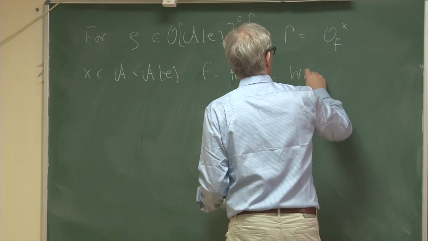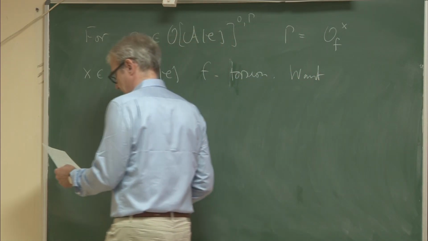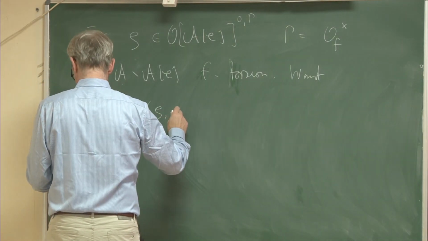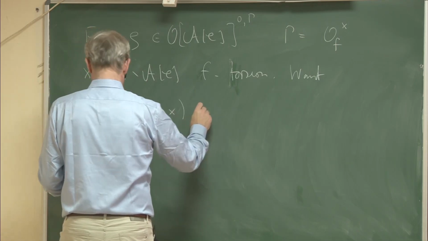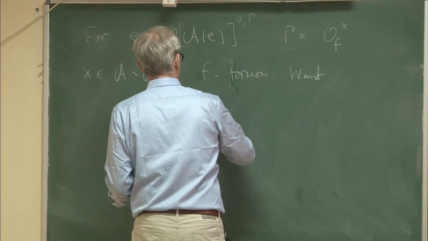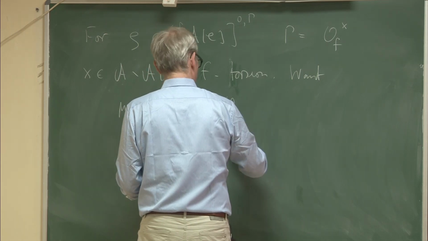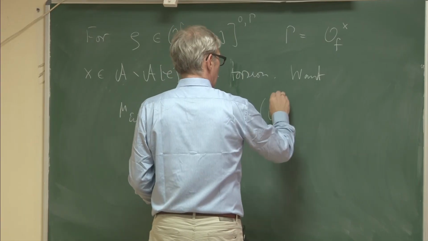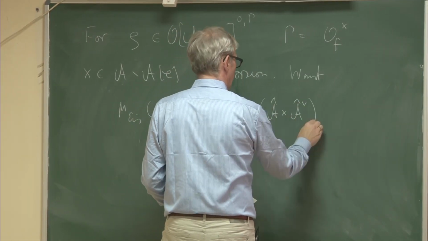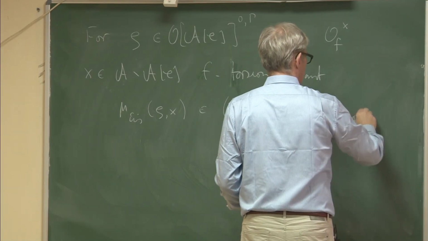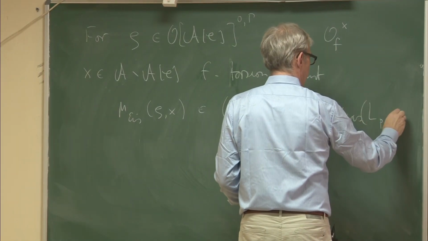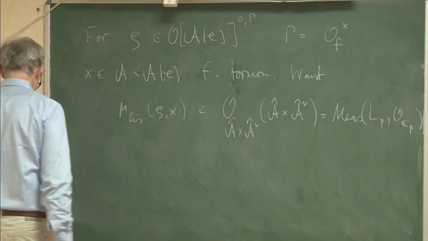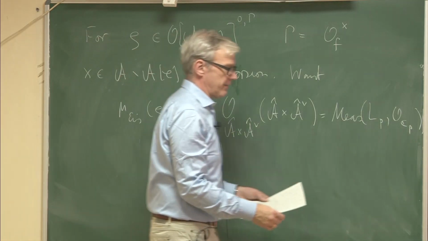We want now to have some measure, which I call the Eisenstein measure, associated to rho and x in the global functions of this formal completions, which were just the measures on LP with values in OC. So how to do that? And this should have the right moments, of course.